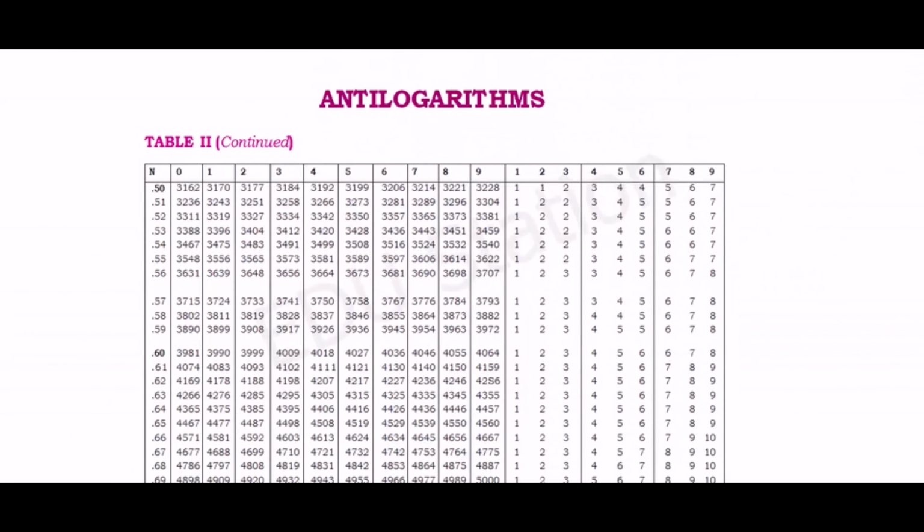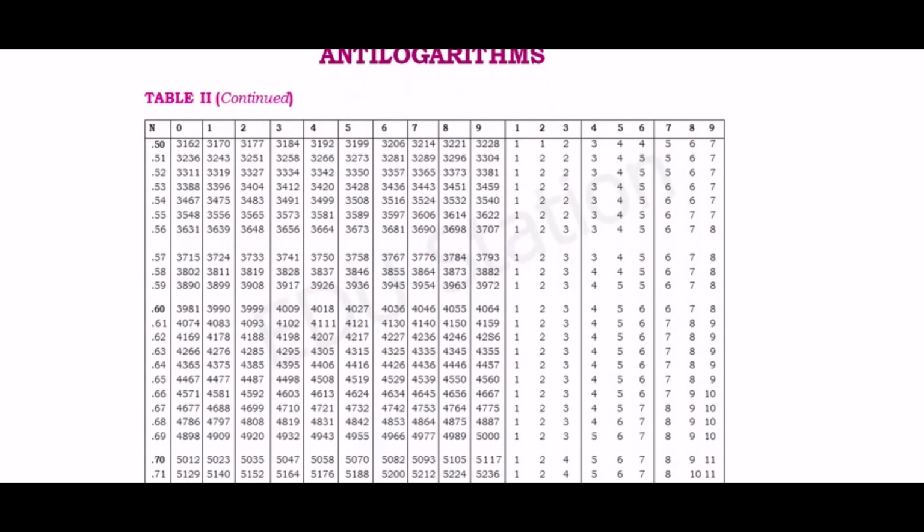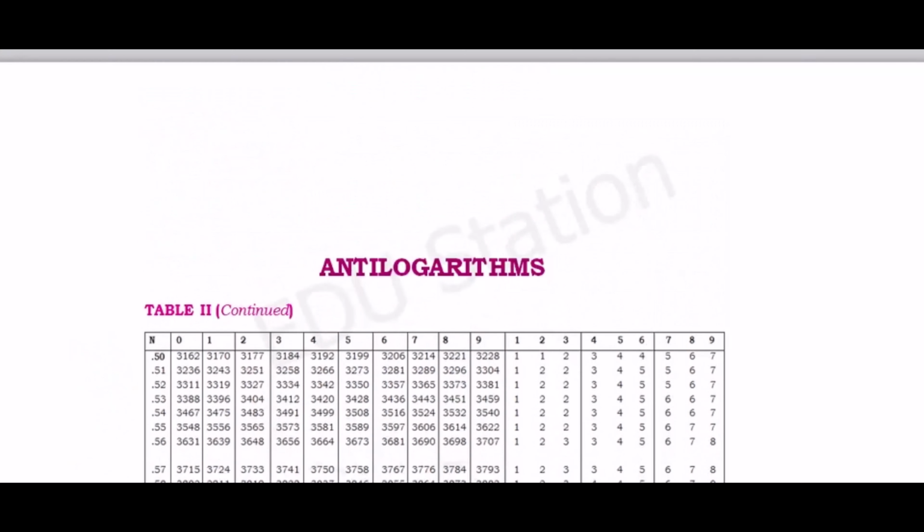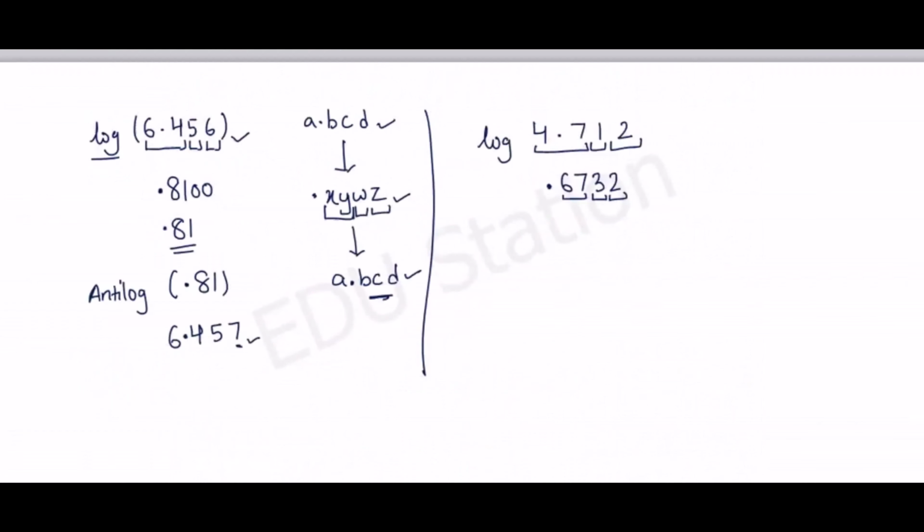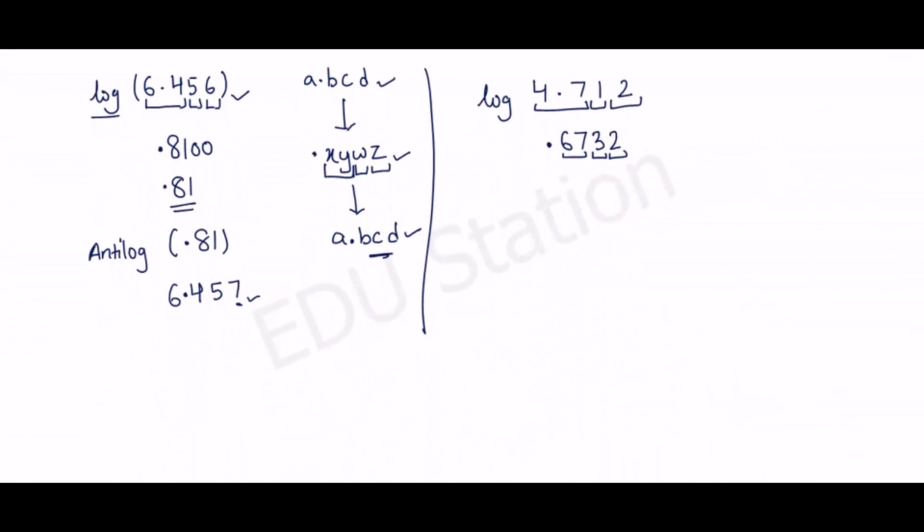So you have 67, column number 0, 1, 2, 3, and mean difference of 2, you have 2. So 4710 plus 2 will be 4712. So this will be 4712.